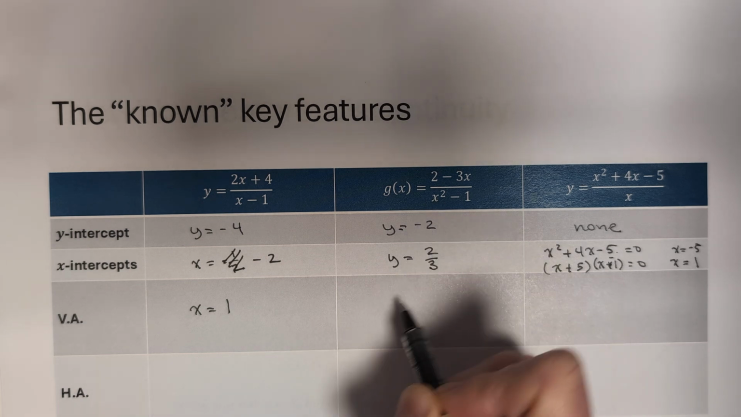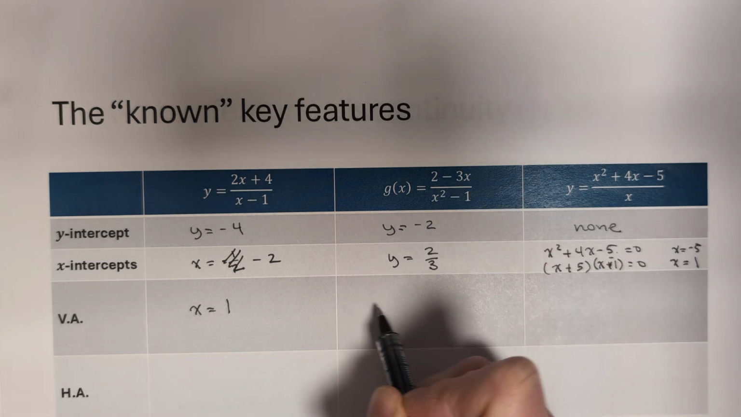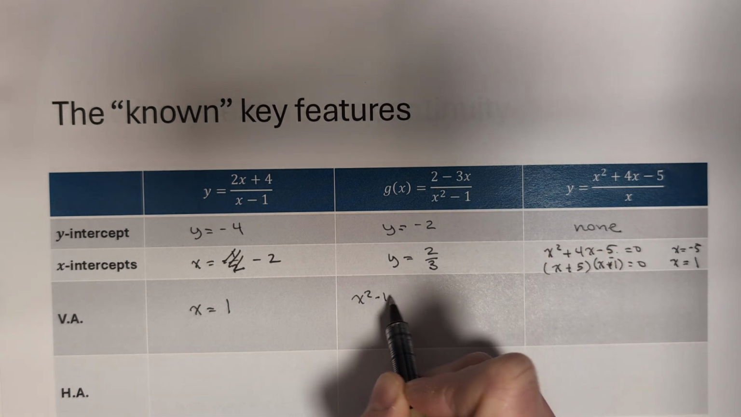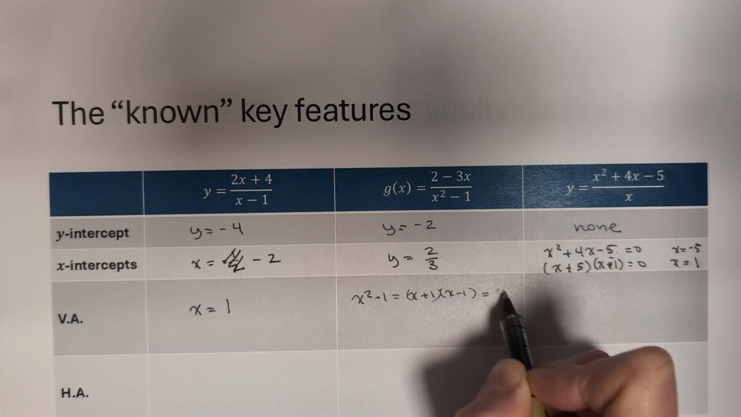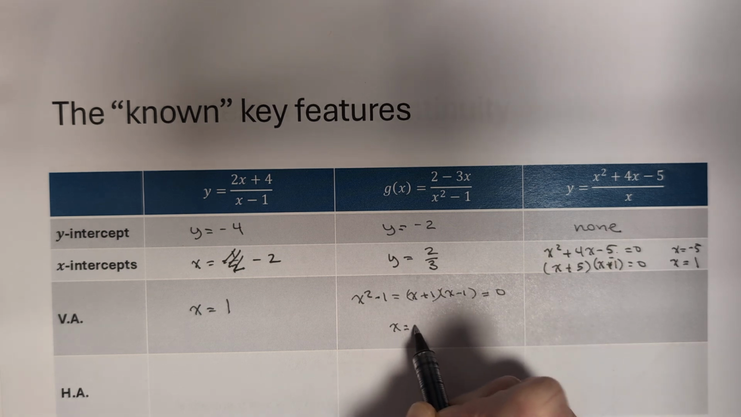Always write the equation. When the denominator equals 0 here, well, the denominator is equal to x plus 1 times x minus 1. And when does that equal 0? There are going to be two vertical asymptotes.